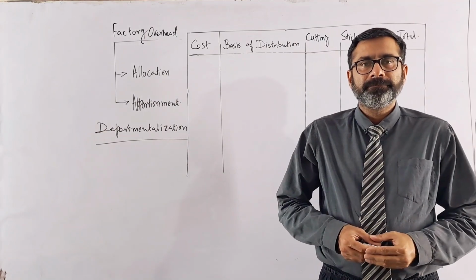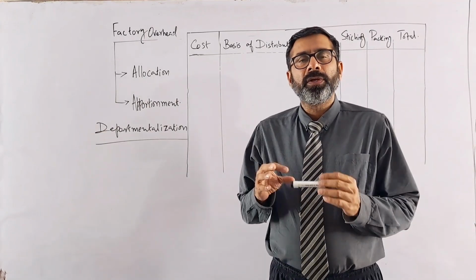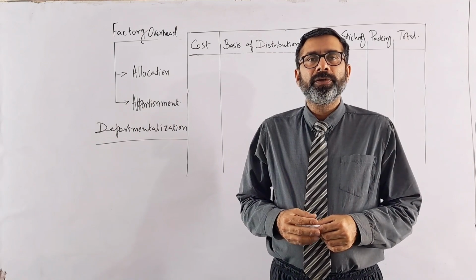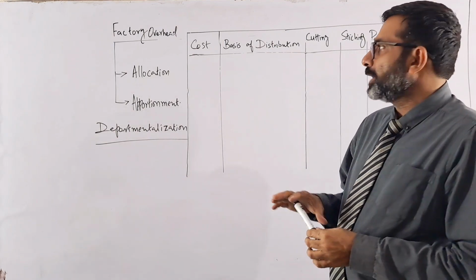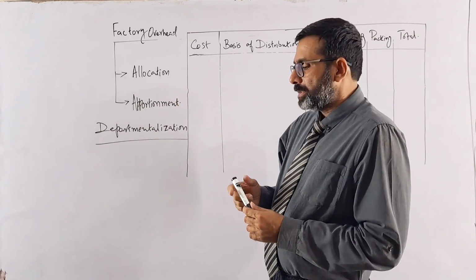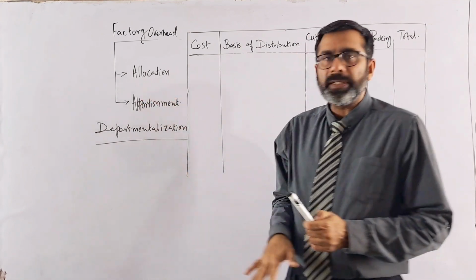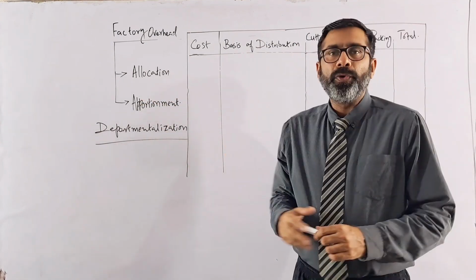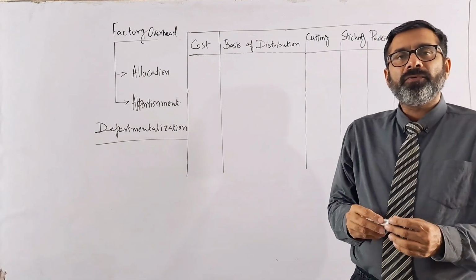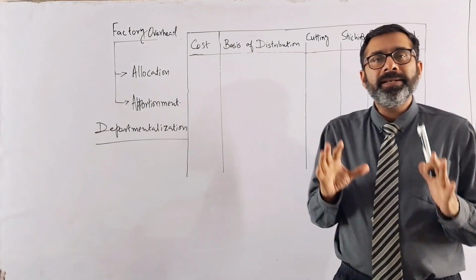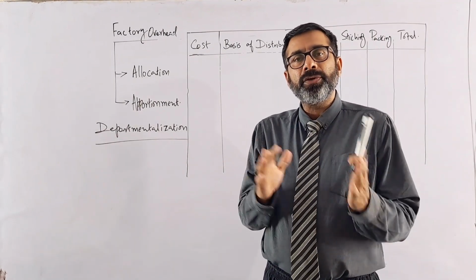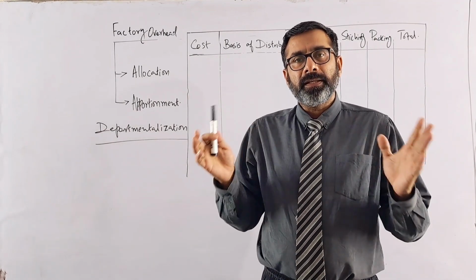Good evening again. Today we are going to discuss a topic related to the factory overhead. Especially in the factory overhead, we are discussing two points: the concept of allocation and the concept of apportionment. Now, first of all, what is the factory overhead? All the indirect expenses related to manufacturing are the factory overhead.